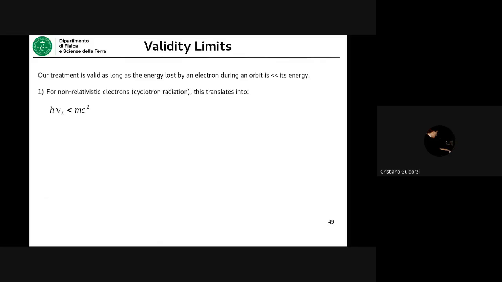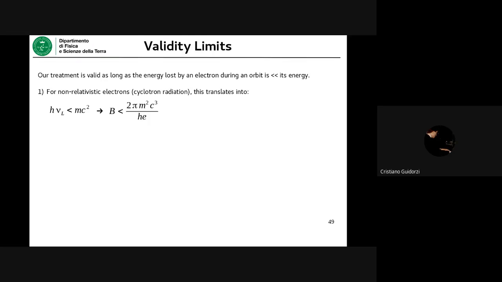That means that, as we saw, the typical frequency is just the cyclotron frequency, what we call nu or omega. When I keep saying omega as frequency, of course it's an angular frequency. So nu_L is the corresponding QB over 2 pi mc, times h. It has to be, of course, much smaller than the rest energy of the particle.